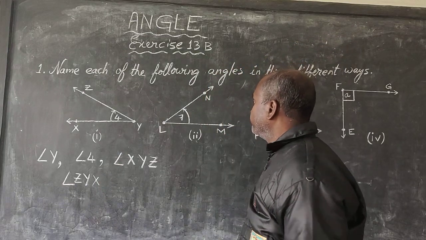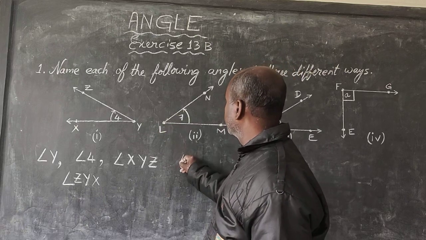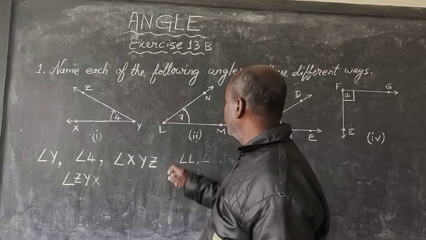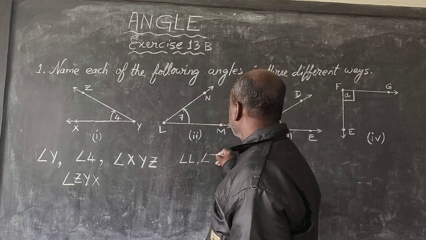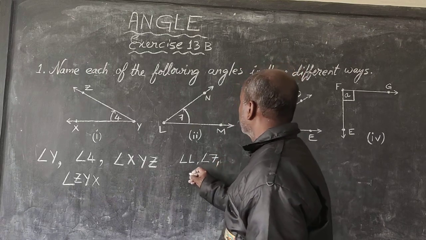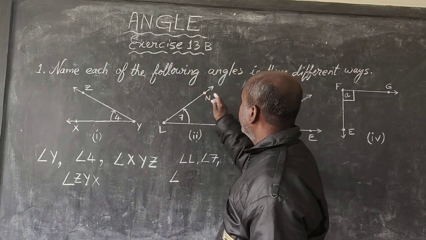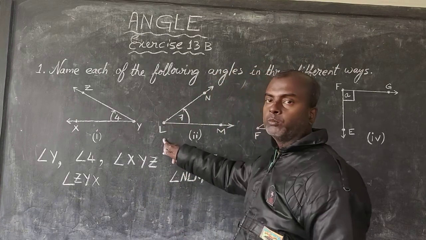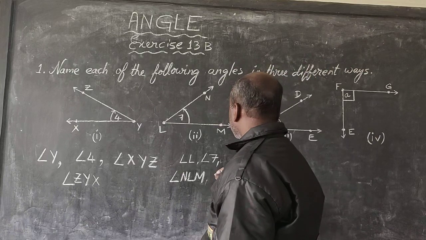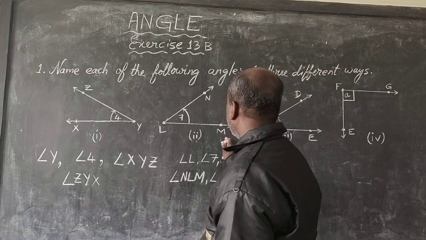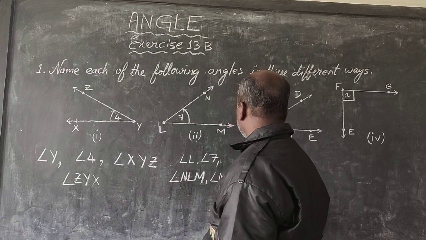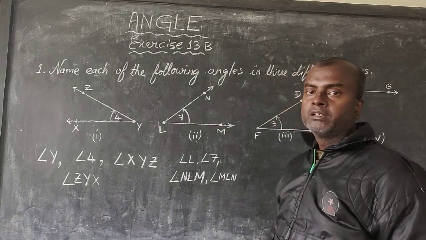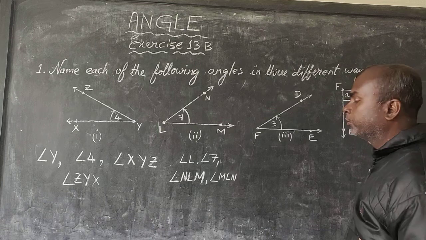Okay, now coming to the second one. You have the name of the vertex as L, so angle L. Also this number 7 is given, so you can name this angle as angle 7. Or angle NLM. L should be in the center. L is the vertex, no? So it has to be in the center. Another name you can give is angle MLN. Whether this or this, L should be in the middle. This is the method of naming an angle. Vertex should be in the middle.